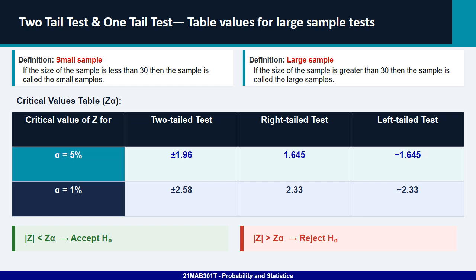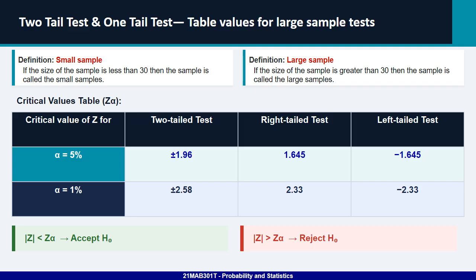So before we solve problems, let us clearly define what constitutes a small sample and a large sample. A small sample is one where the size n is less than 30, and a large sample is one where n is greater than 30. So for a large sample test, the test statistic follows a standard normal distribution, and we use what is called the Z test. So now the critical values, the values of Z alpha used for comparison, are named as critical values, and they are as follows.